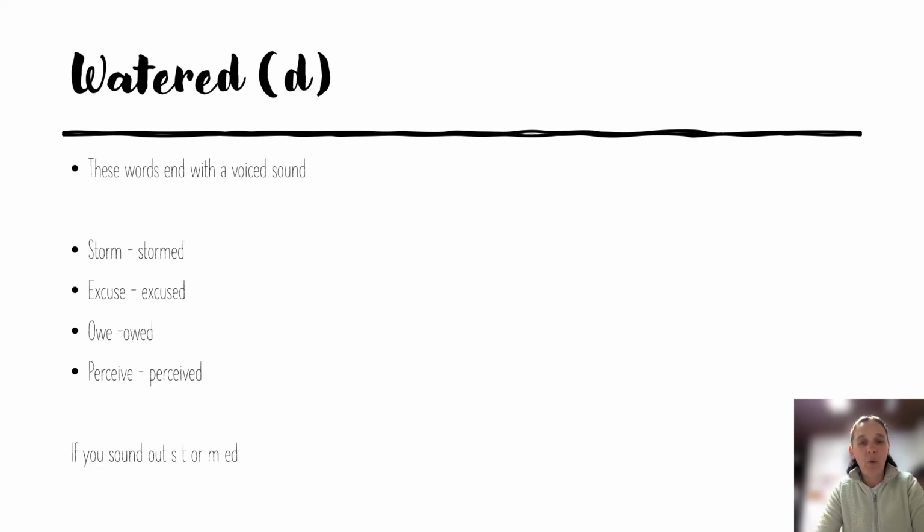Now if we looked at watered, where the d sound, these words end with a voiced sound. So storm, excuse, oh, perceive. So those ones, we then add the d on the end. So then if you sound out these ones, so for stormed you get st, or, d. So the e and the d would go together because they're one sound together. They're not making an id and a d like they were in planted.